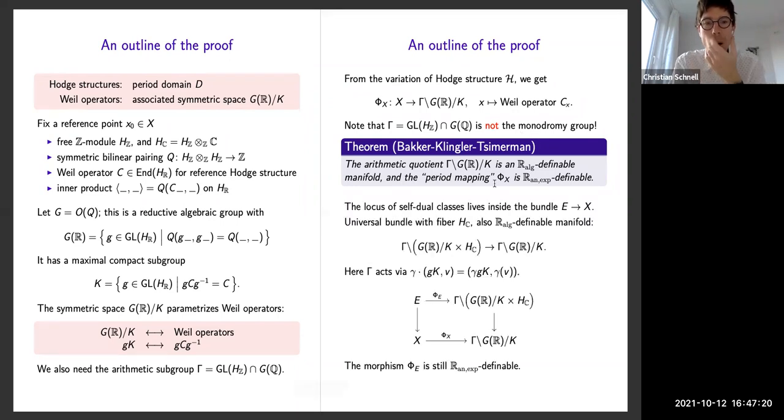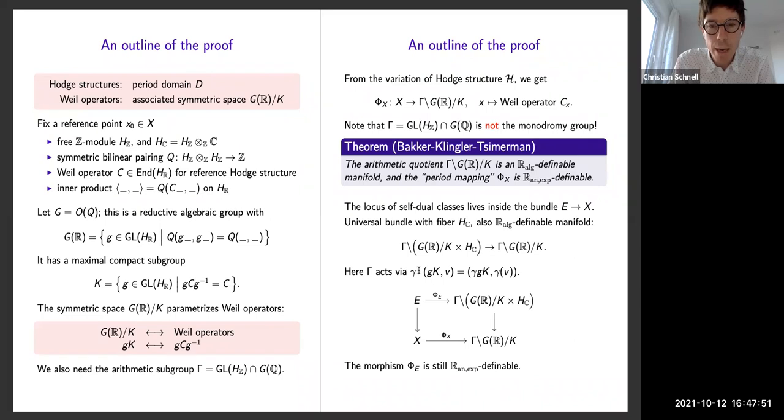Okay. Now we need something slightly more general because we're not just looking at sets in X, but we're looking at sets in this bundle. But this is quite easy to do. So first of all, it turns out that over this arithmetic quotient, I can put a sort of universal Hodge bundle over it, whose fiber is this fixed vector space HC. So the way you can do this concretely is you take the symmetric space, cross the vector space, and then you mod out by gamma, where gamma also acts in the vector space, right?